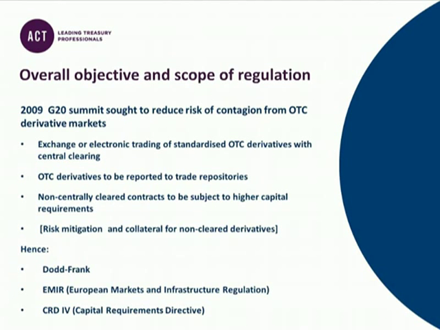And as a result of that, at the G20 summit, the leaders sought to reduce the risk of this sort of contagion by requiring authorities to come up with a set of regulations. Those were designed to require the electronic trading of standardized derivatives where appropriate and central clearing. They required derivatives to be reported to a trade repository, and that non-centrally cleared contracts should be subject to a higher capital requirement. And then a little bit later, they added a couple of extra ideas, namely around risk mitigation. And as a result of that, we've ended up with Dodd-Frank in the States, EMIR in Europe, and the Capital Requirements Directive.